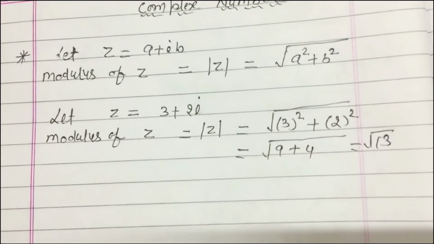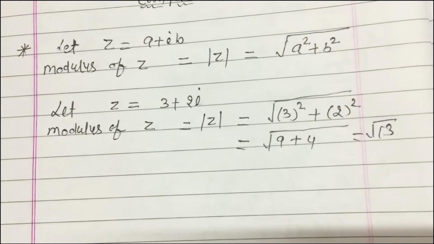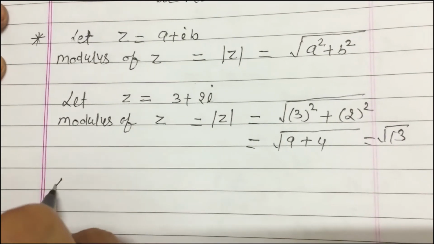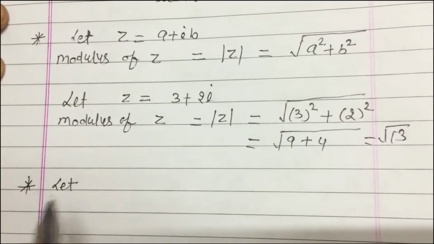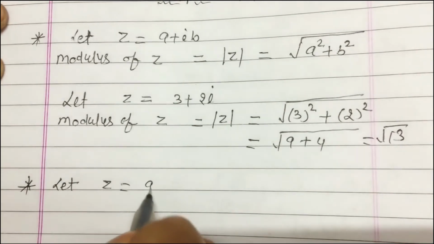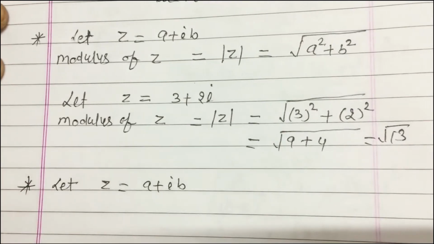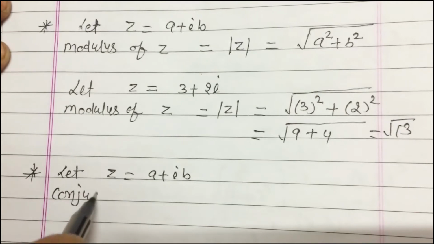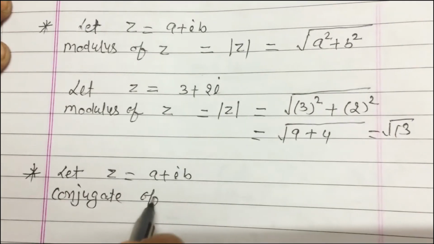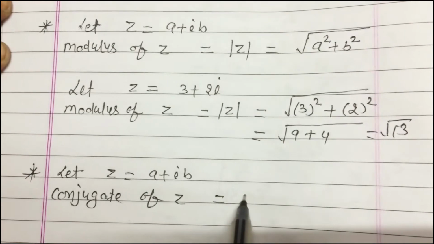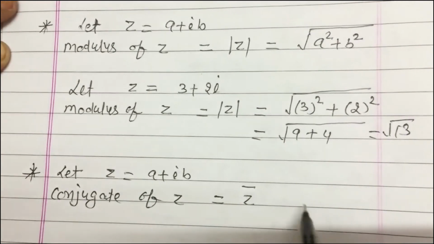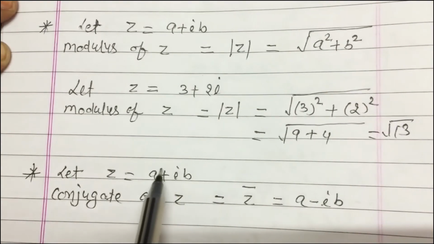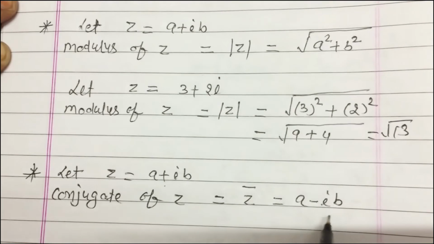Now next, conjugate. Same as here, students, first let z equal a plus ib, it is a complex number, then conjugate of z is represented by z bar and it is a minus ib. Only change the sign of the imaginary part.